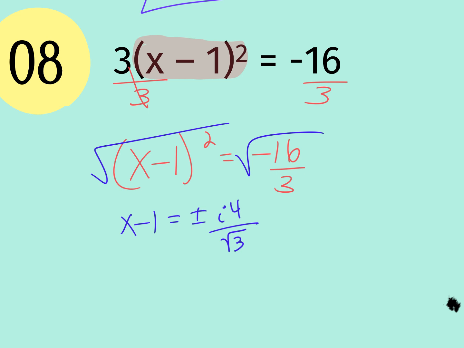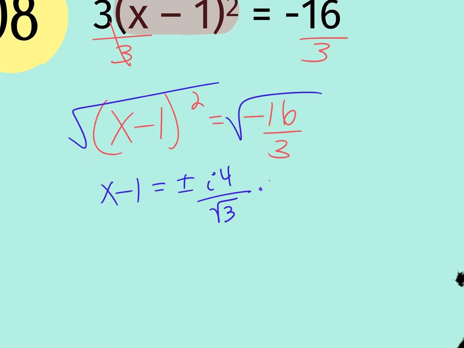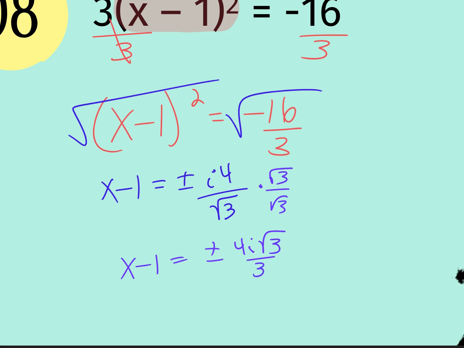This is going to be one of those annoying ones. What's the problem here, guys? There's a square root on the bottom. How do we fix that? Come on, we got it. Multiply top and bottom by square root of 3. So this becomes x minus 1 equals plus or minus 4i square root of 3 over 3.